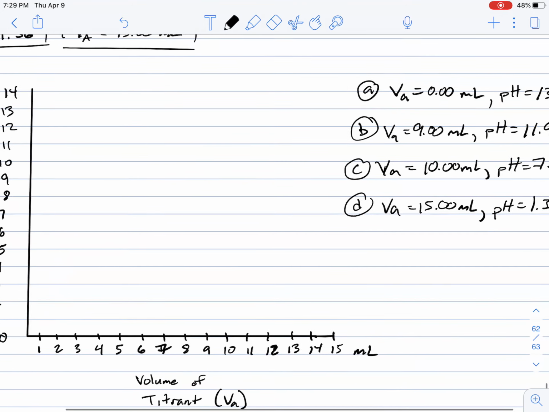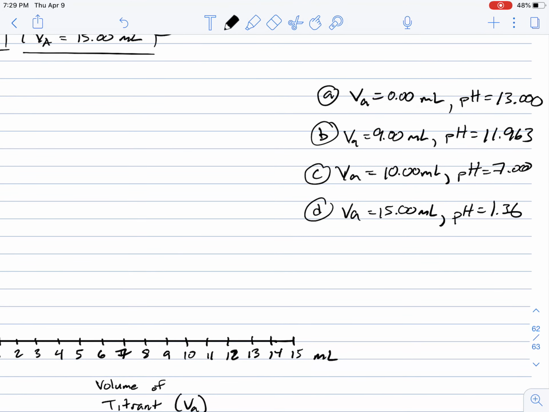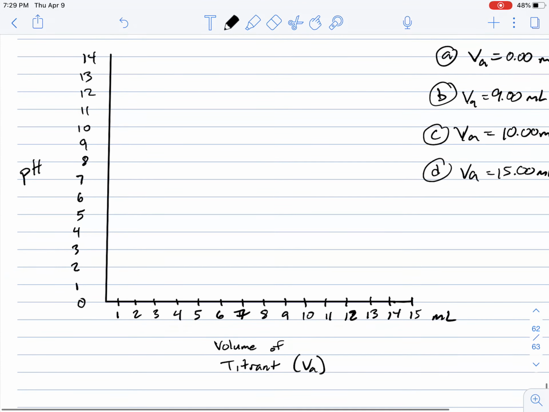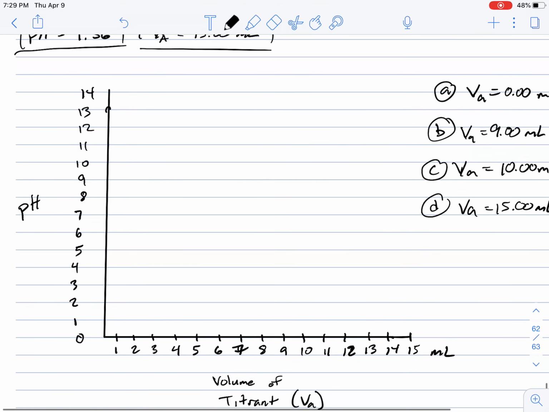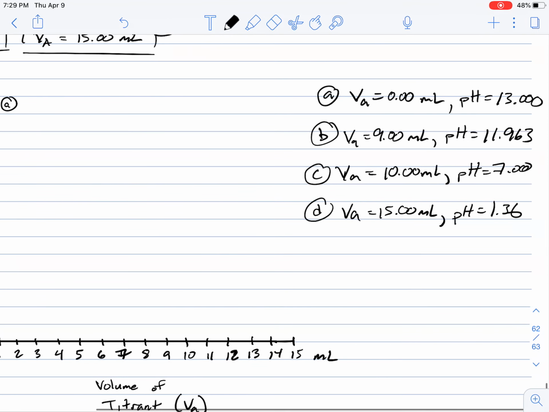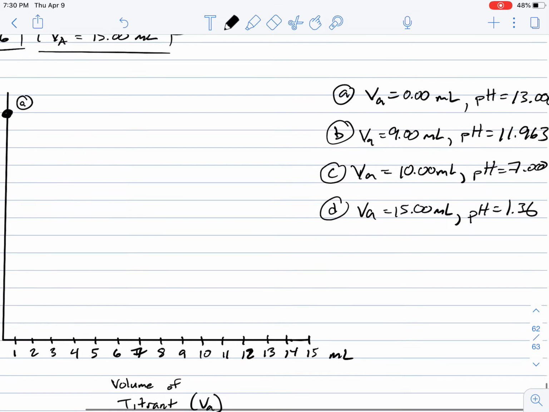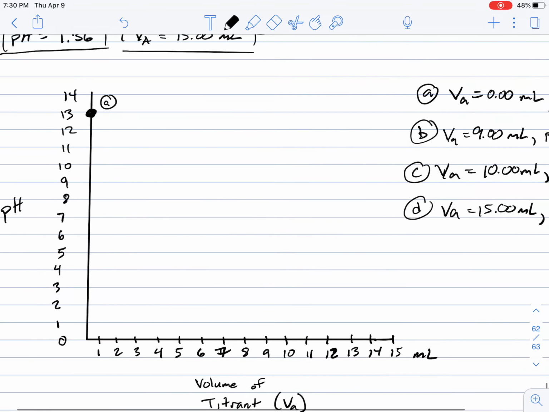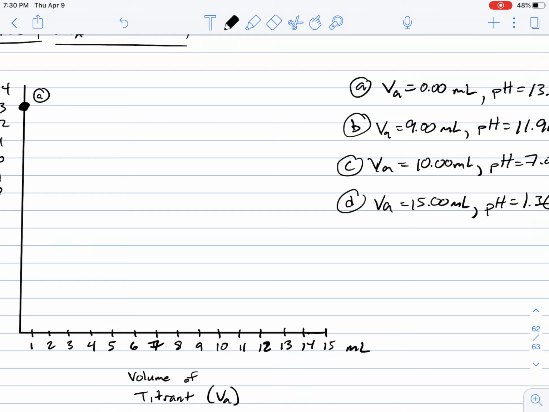All right, so we're going to plot these 4 points, 0 and 13. So here's 0 and there's 13. Boom, that is the first point. Okay. So next point is 9 and 11.963. That's very close to 12. And so 9 mils is going to be right here.